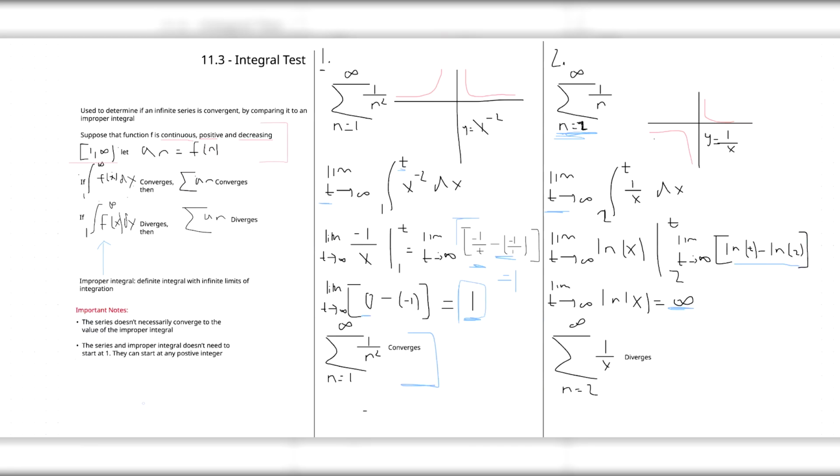But as t approaches infinity, ln t equals infinity, right? And so infinity minus some value is still going to be infinity. Therefore, the improper integral doesn't converge to a finite value, and therefore the series 1 over n doesn't converge and therefore diverges.